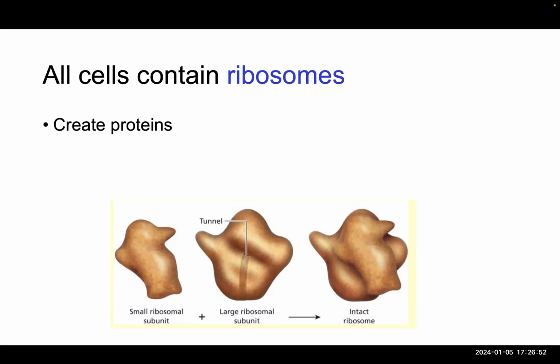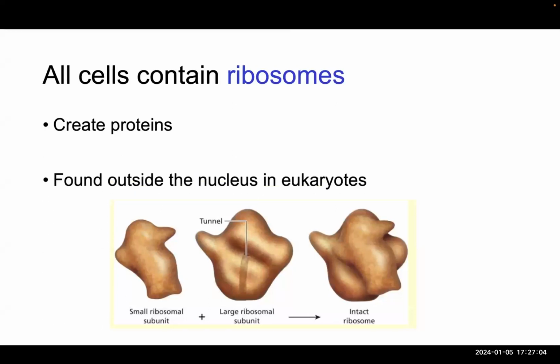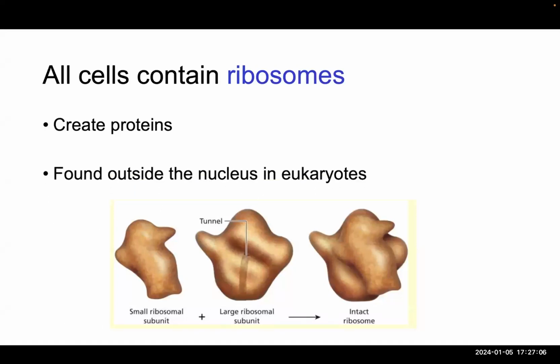We're going to talk about this process in a later module, when we talk about how genes get expressed into making us who we are. So proteins are an essential part of that. In eukaryotic cells, these ribosomes are found outside the nucleus, so essentially they are found in the cytoplasm. In prokaryotes, there is no nucleus, so they are just found in the cytoplasm.